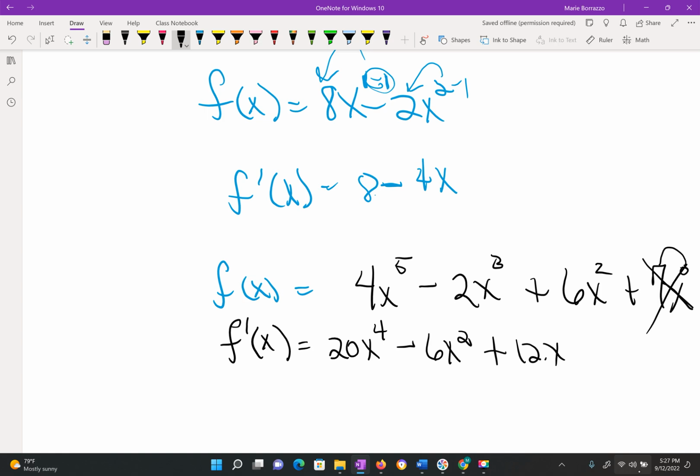Easy. Okay. What if I wanted the second derivative? Tell me. What do you think this one is? 80x to the third minus 12x, and then plus 12, because remember there's a power of 1 here. You got it? So it's always exponent times coefficient first. Exponent times coefficient, take away 1.